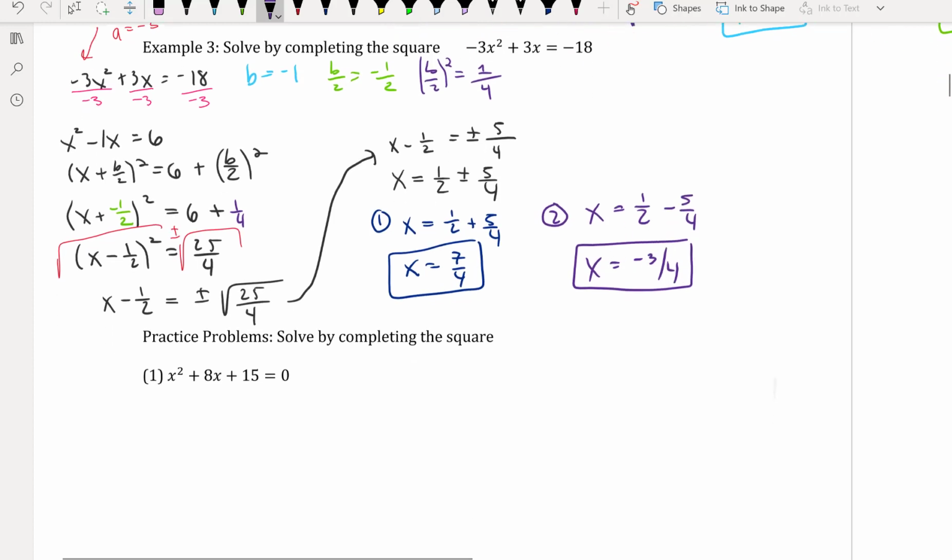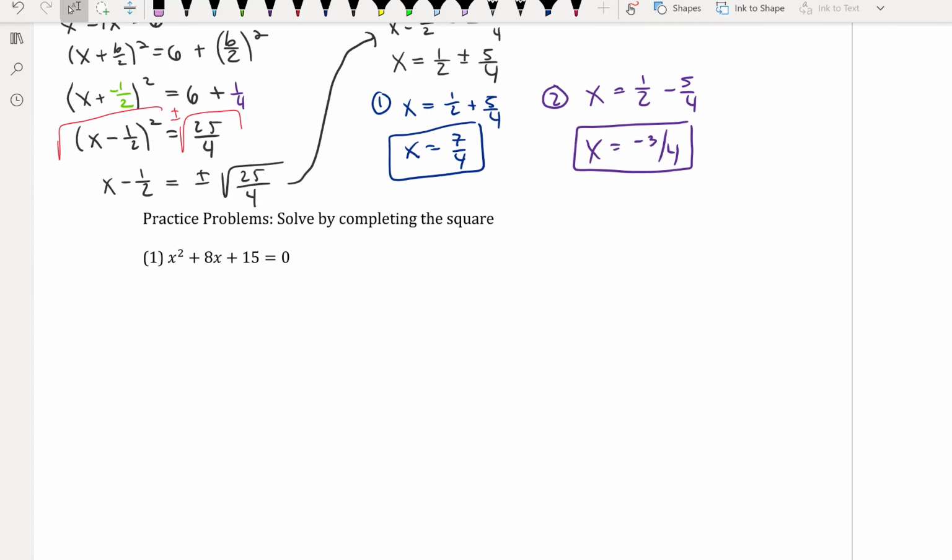So the next set of problems are practice problems. So this is where you're going to try to figure these out, okay? So I'm going to give you time. So on whatever you're watching, your phone, your iPad, your computer, go ahead and press pause. That way you can work out these problems. All right, press pause.